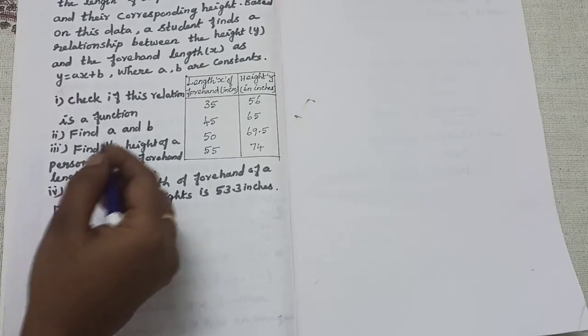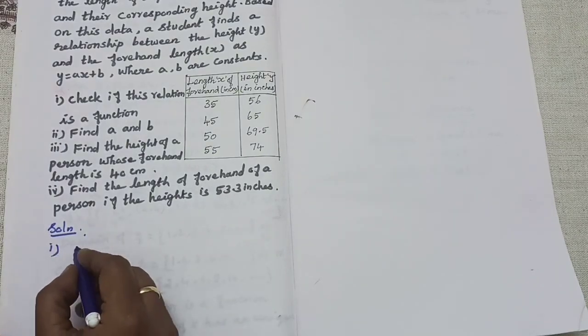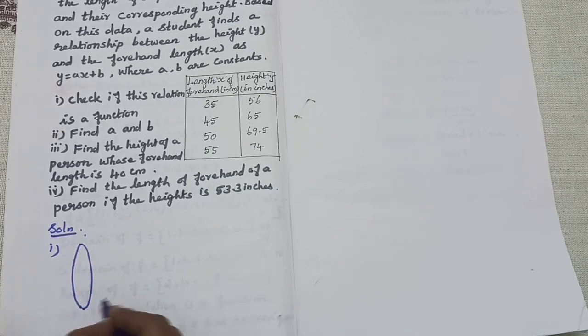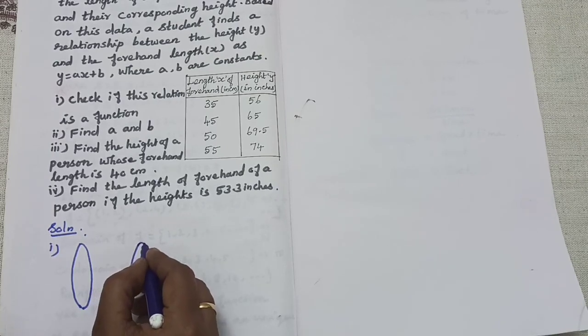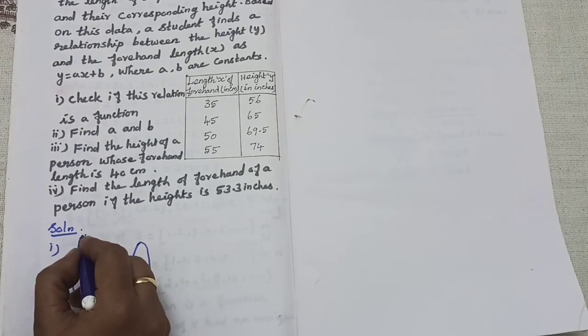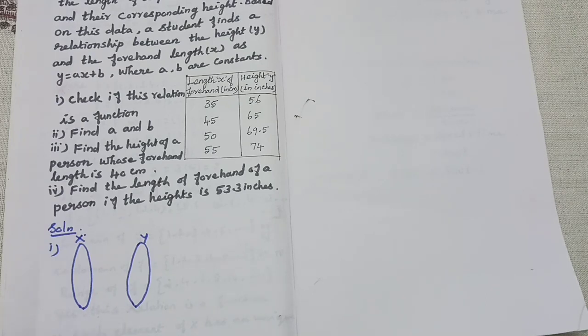First, what data are given here? That data we have to put in an arrow diagram. Is it a function or not a function, you want to find, isn't it? Check if this relation is a function. So first we have to draw the arrow diagram. On one side x, on the other side y. X values are the domain. Y values are the co-domain. This you know very well.